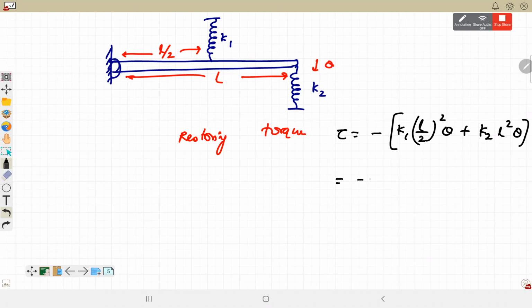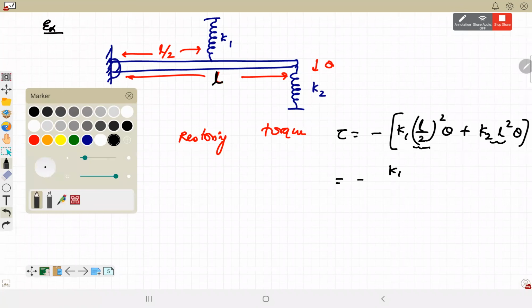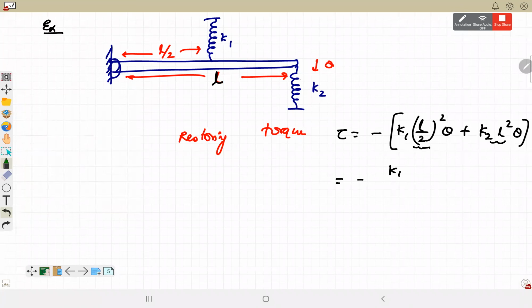That will become minus of, you understood this? How it is L square directly? At whatever distance the spring is, we will directly square it. That is a shortcut you can use. Because in force one distance comes, K into X, and for torque we will multiply with the perpendicular distance also. So this becomes K into L square. Correct?